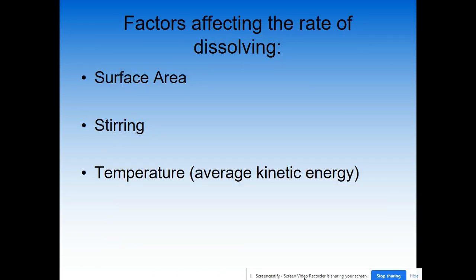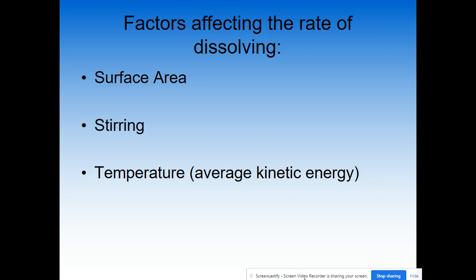Okay, when you have a solution forming, the three things that will affect how quickly something dissolves are your surface area, stirring your solution, and the temperature. First, when you think about surface area, if you have a cube of sugar, one way to get the sugar to dissolve more quickly is to crush up that cube of sugar. That increases the surface area of your sugar, and that allows more contact between the water and the sugar.